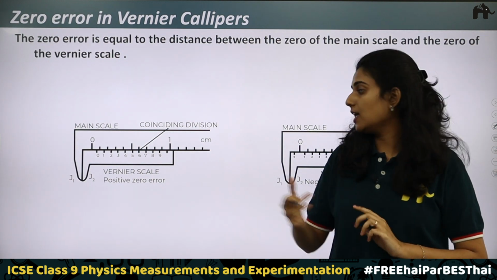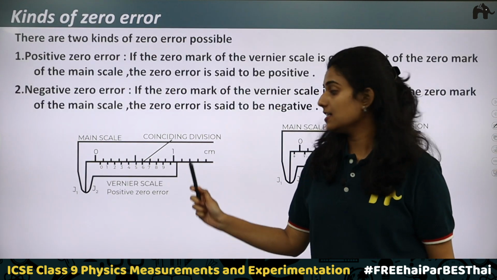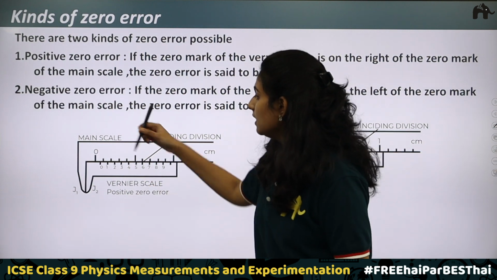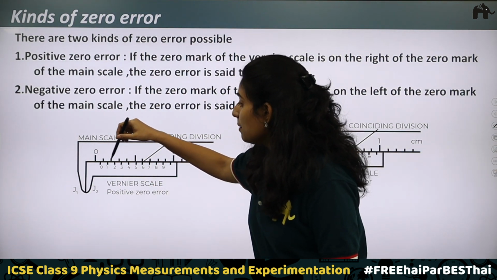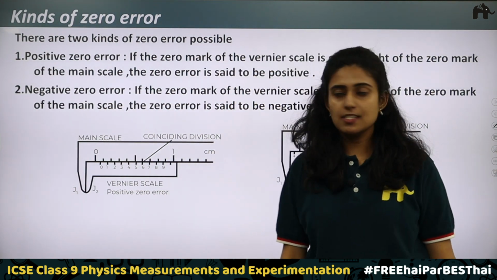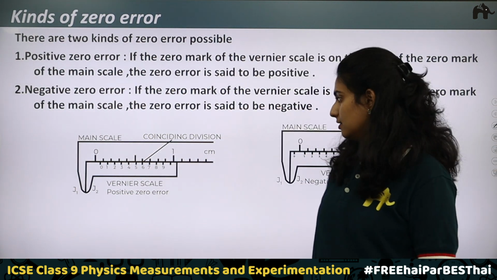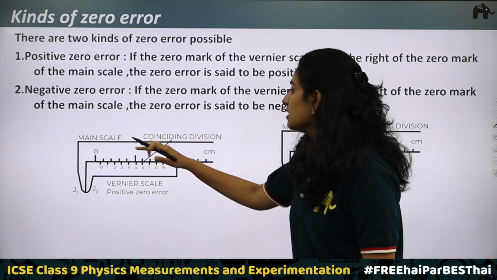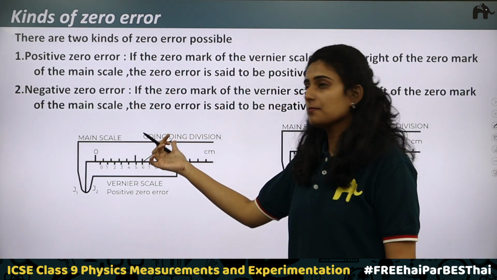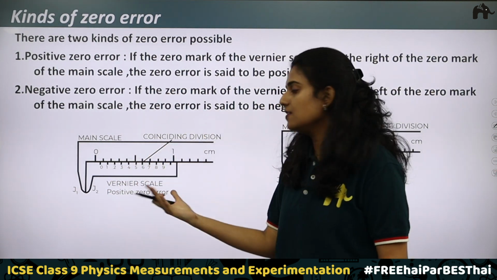There are two types of zero errors. One is positive zero error and the second is negative zero error. We'll discuss them in detail. First is positive zero error. That is, when J1 and J2 meet, you can see that the zero of the vernier scale is above, in front of, or to the right of the zero of the main scale. Here you can see the zeros are not coinciding. That is, the 10th division of the vernier scale is not coinciding with the 9th division of the main scale. Here the error we call the positive zero error.